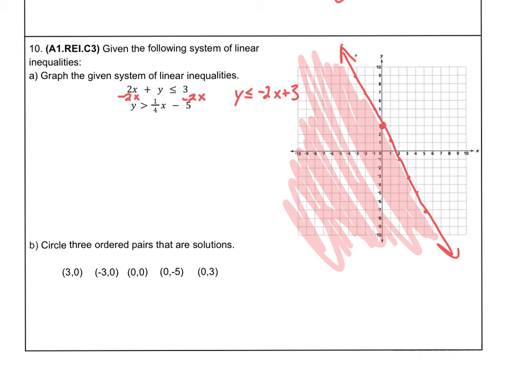We'll get there. We've got to graph the other one real quick. Okay, the next one, the b value is -5. Slope 1/4. Dashed or solid? Dashed. And greater or less than? Greater. So just this part right here. And I'm going to go back and erase below it.